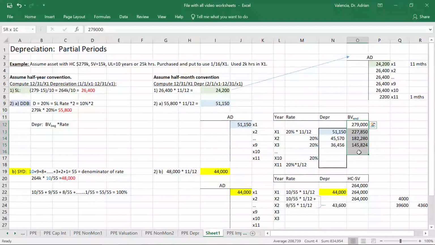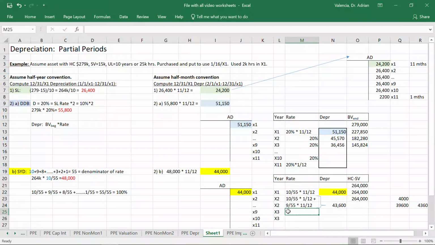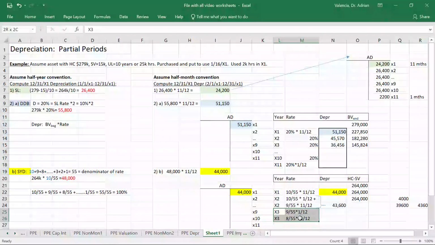declining balance because this is changing, and you need to refer to this changed amount every time you do the computation. Whereas with sum of the year's digits, you're always multiplying times 264, because you're going to multiply 100% of 264 over the 11 fiscal periods. Every single year, you're going to have to do this again. Here, this is going to be 9 over 55 times 1 over 12, and then 8 over 55 times 11 over 12. That's just how it's going to be every single time.